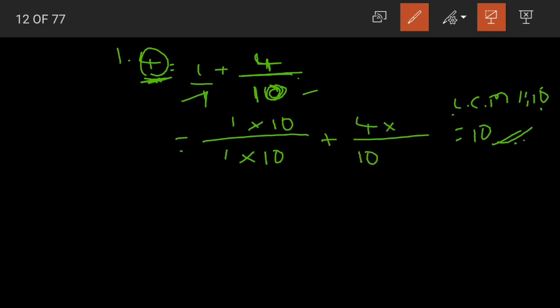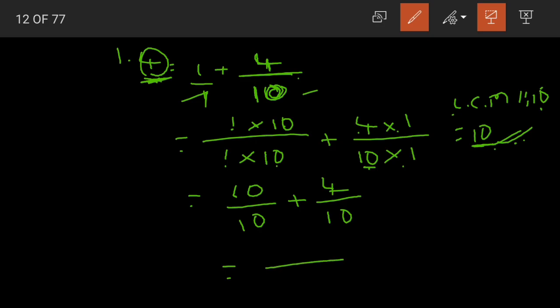The next fraction is 4 by 10. Now again we have 10 here. We need to get 10, and 10 into 1 is equal to 10. So these are our fractions. When we multiply, 1 into 10 is 10 divided by 1 into 10, 10, plus 4 into 1, 4, divided by 10 into 1, 10. Now these are our like fractions. How will we add, children? 10 will be the common denominator, adding the numerators. 10 plus 4 is nothing but 14 divided by 10.